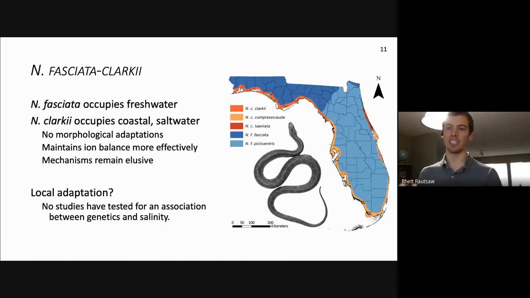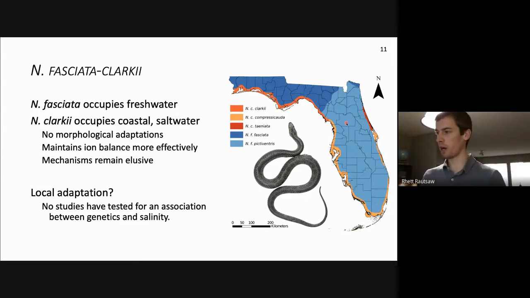Nerodia fasciata is found in inland freshwater environments, and Nerodia clarki is generally found along the coast in these saltwater environments. And despite preferring these saltwater environments, no study has been able to find any morphological adaptations to the saline environment. For example, salt glands or the structure of the kidney, none of that has been found. And yet they're able to maintain an ion balance more effectively in saltwater than Nerodia fasciata. So the mechanisms of exactly how this happens is not really well known. It's been pretty elusive. And no studies have yet tested for loci under selection associated with this environmental change.